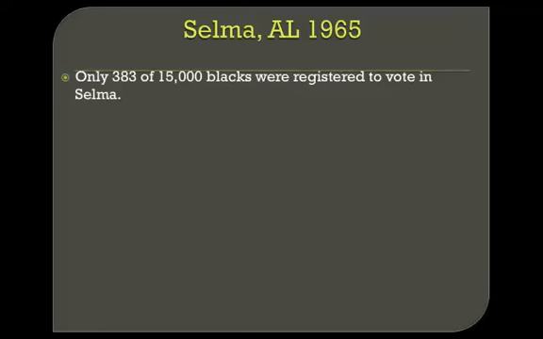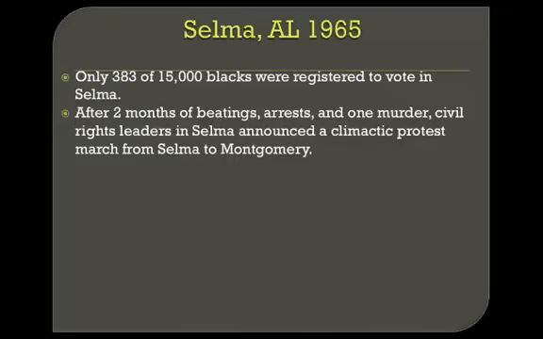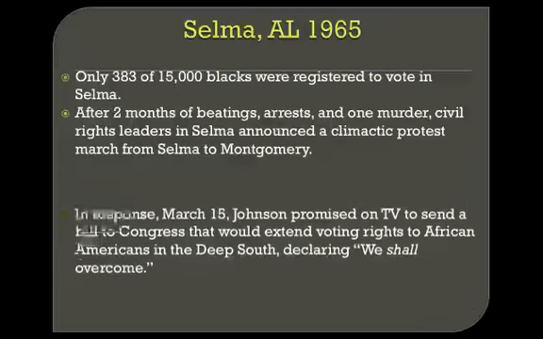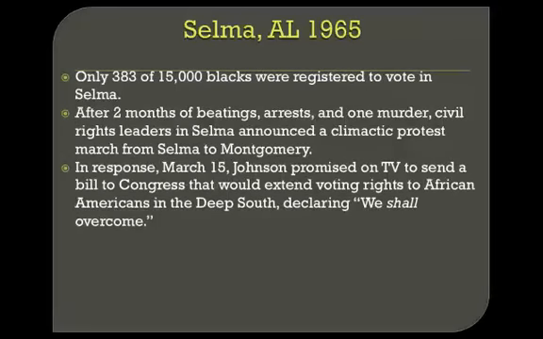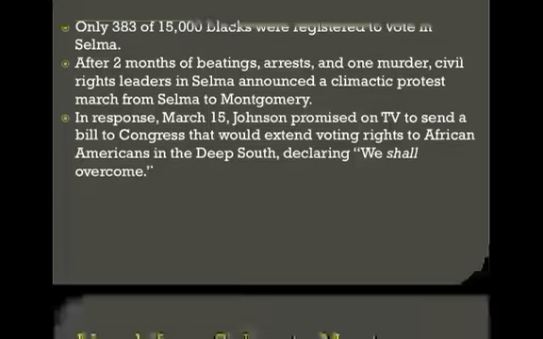After 2 months of beatings, arrests, and one murder, civil rights leaders in Selma announced a climactic protest march. They were going to march from the town of Selma to Montgomery, Alabama in 1965, and then that's where Martin Luther King was going to deliver a speech on the steps of the Alabama State Capitol. So it was going to be a big publicity event, and it turned, sadly, really violent. In response, on March 15th, President Johnson promised on TV to send a bill to Congress that would extend voting rights to African Americans in the Deep South, declaring, "We shall overcome," which was a line directly from some of those songs that were like the fuel of this movement.